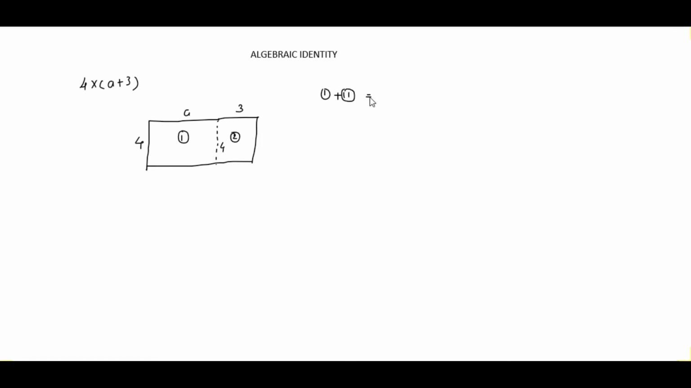rectangles area. Area of first rectangle will be 4 into a plus area of second rectangle will be 4 into 3. It will give us 4a plus 12. Okay, and if we solve this question by distributive property, so 4 into a plus 4 into 3, 4a plus 12, which agrees with what we found here. Okay, let's take another example.